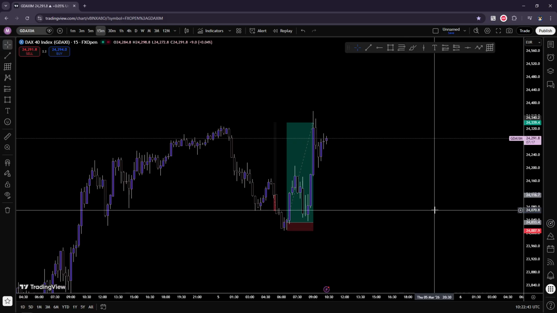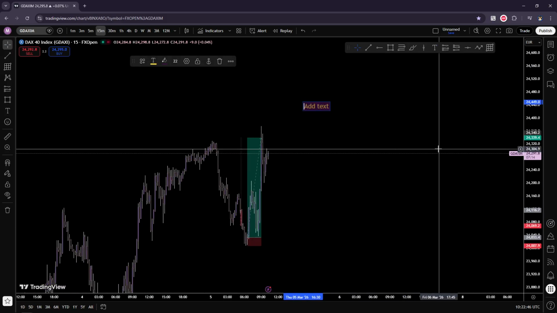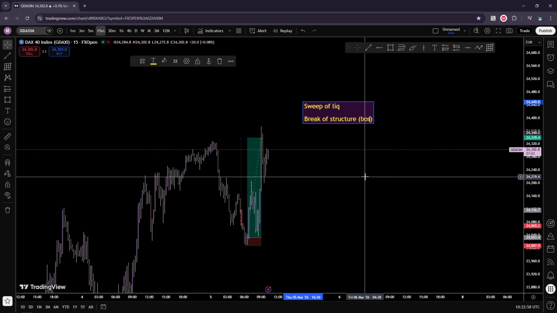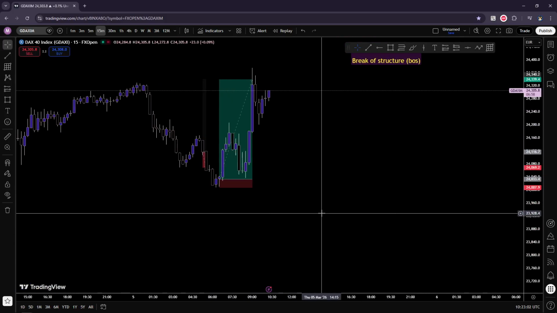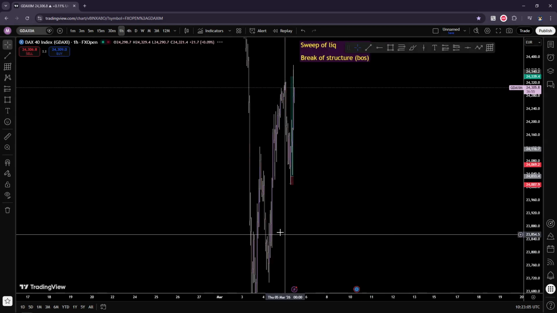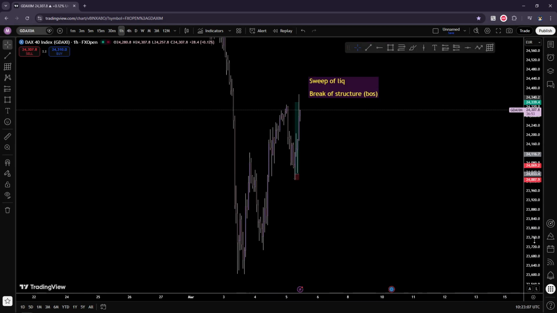So yeah, what is an order block? There's two things that make up an order block. It is a sweep of liquidity and then a break of structure. It's less about a BOS. I know people use market structure shifts and so on, but we don't care. And I will show you many examples right about now.